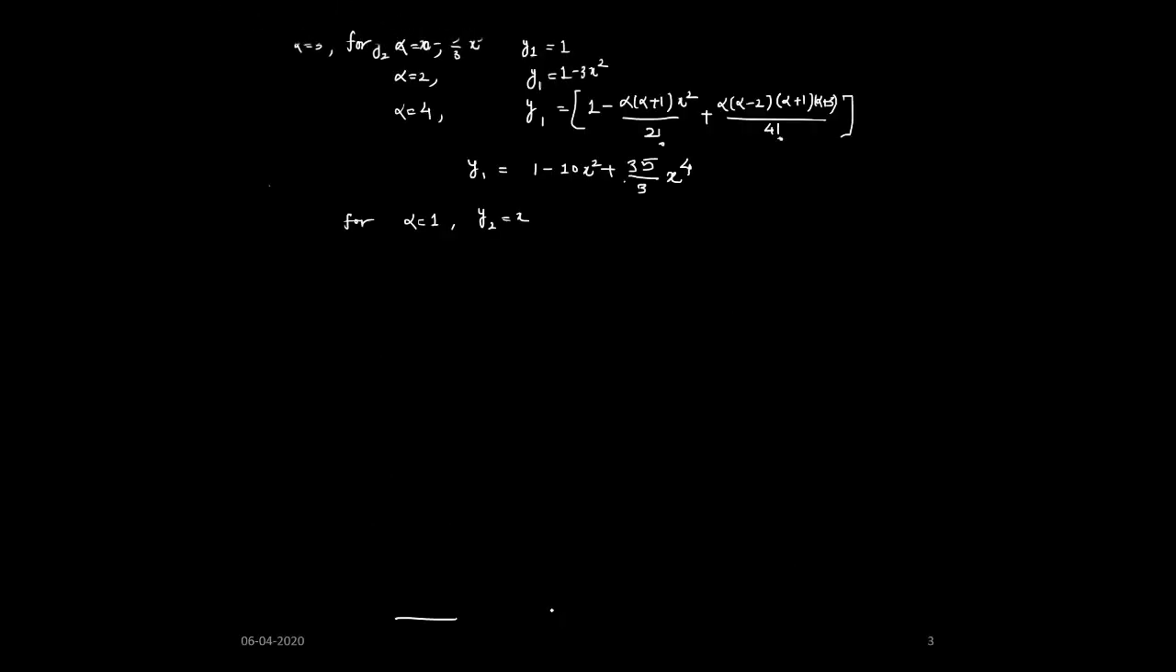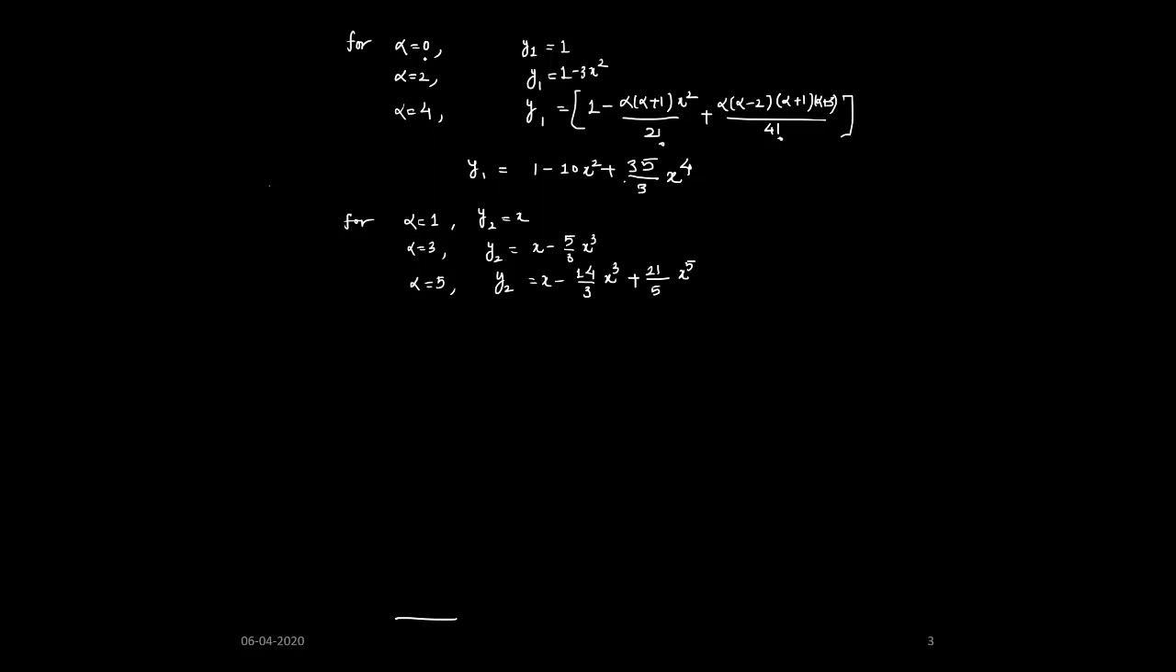Now look at alpha equals 1. For alpha equals 1, we get y2 as x. You can verify that. For alpha equals 3, we get y2 equals x minus 5 by 3 x cube. And for alpha equals 5, we get y2 equals x minus 14 by 3 x cube plus 21 by 5 x to the power 5. So these are odd integers. For odd integers, y2 is a polynomial, and y1 is an infinite series.